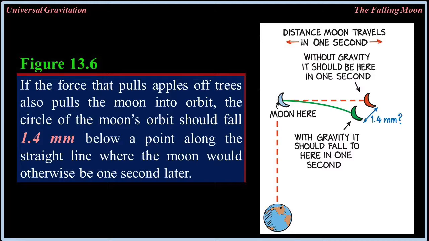Figure 13.6. If the force that pulls apples off trees also pulls the moon into orbit, the circle of the moon's orbit should fall 1.4 millimeters below a point along the straight line where the moon would otherwise be 1 second later. Distance moon travels in 1 second. Without gravity, it should be here in 1 second. With gravity, it should fall to here in 1 second. Consider figure 13.6 carefully.